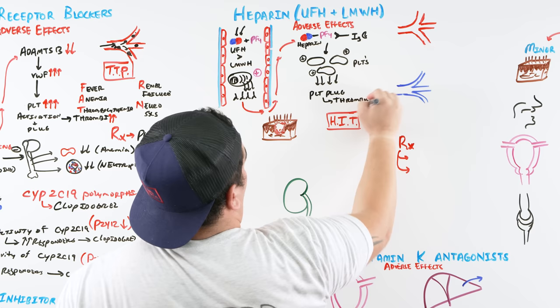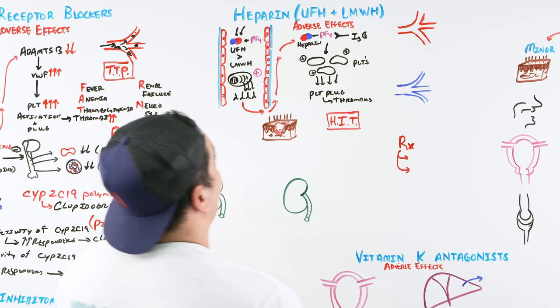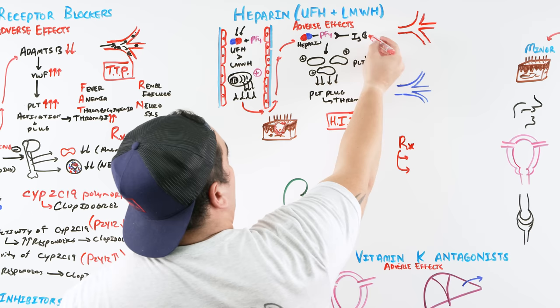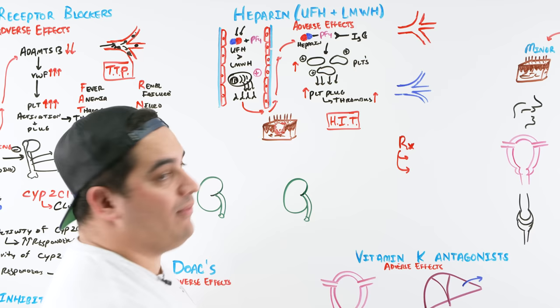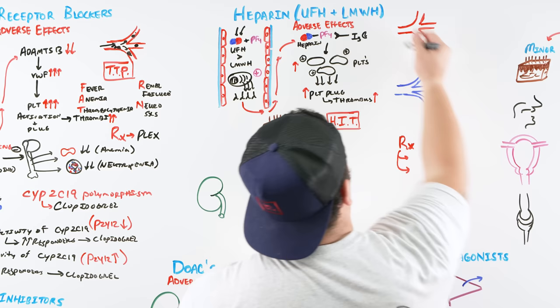So now I have this connection here. I have this platelet factor 4, which binds with the heparin. My immune system produces IgG antibodies that bind with this. This binds to platelets. It increases the activation of platelets, increases the formation of the platelet plug, and increases the thrombi that form. Now, look at this. I get thrombi forming all over my vascular system.